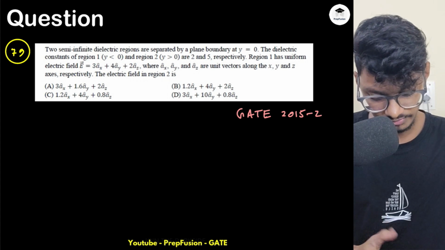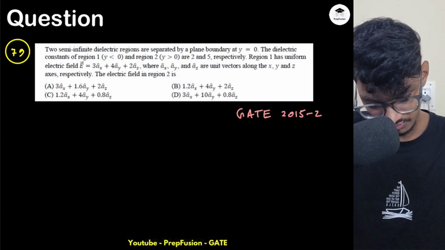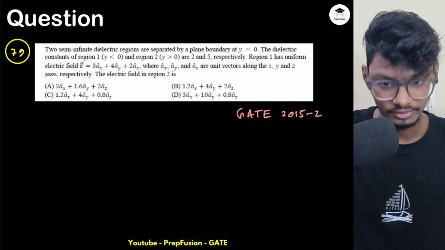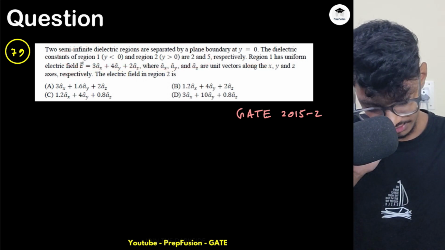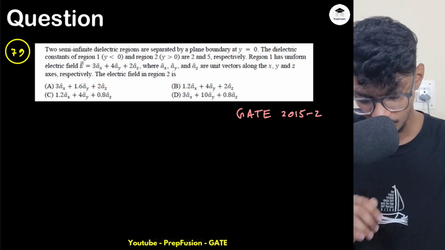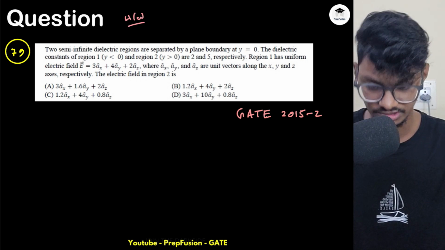Now can you solve this question for me? It's the same ditto question. They have given a uniform electric field. Region 1 has this electric field, the interfacing surface is y equals 0, and you have to identify the electric field in region 2. Can you do it for me? This is the homework for you. It's the same as the question I solved previously, nothing different.